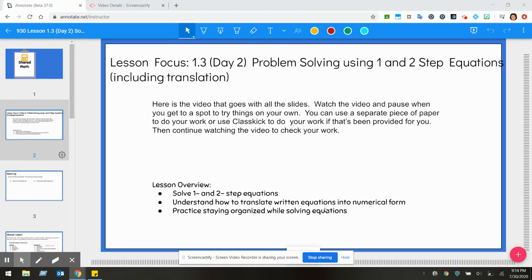It's very similar to yesterday's lesson, only today's lesson includes translating written words into equations. So the overview of the lesson is still solving 1- and 2-step equations like we did previously. We're going to understand how to translate written words into numerical form. So we're going to focus on equations today, but you can also see this as expressions as well. We're also going to practice staying organized while we continue solving equations.